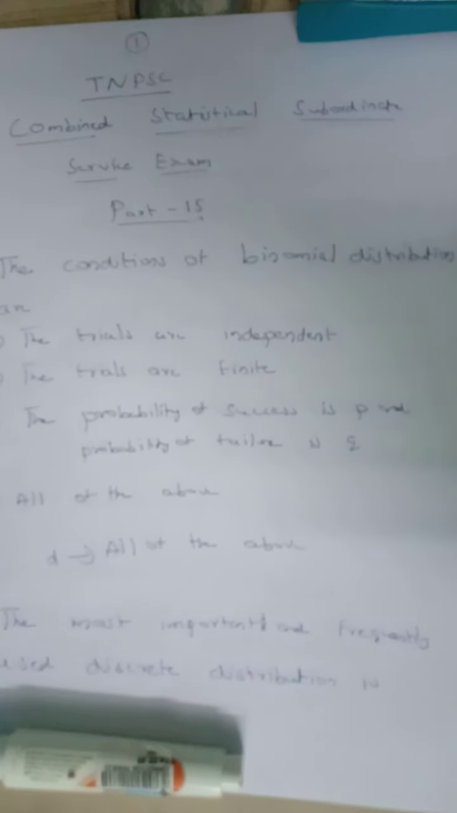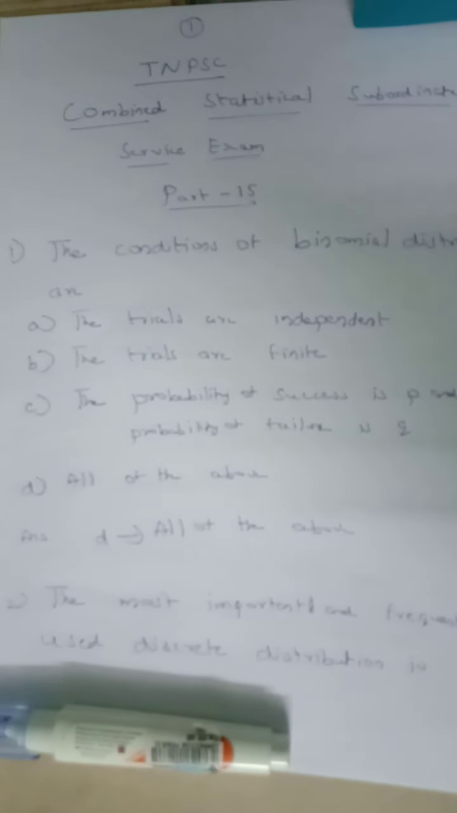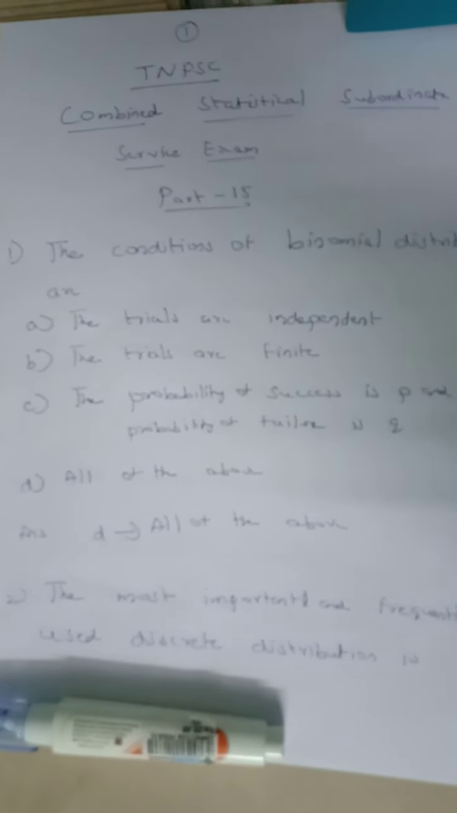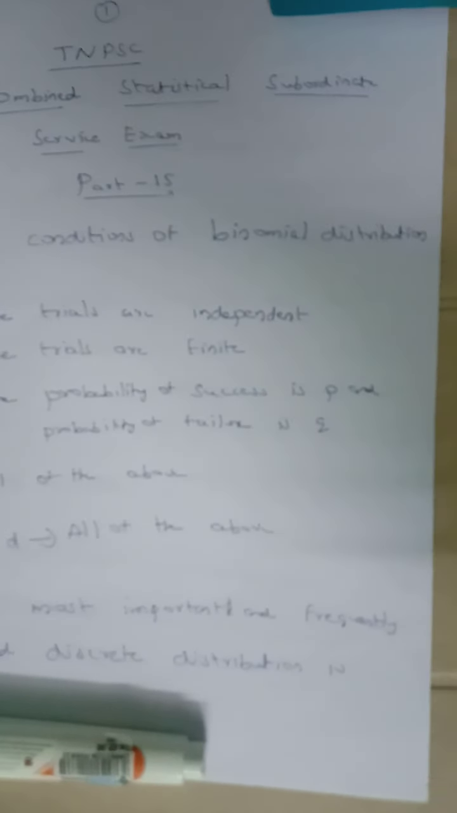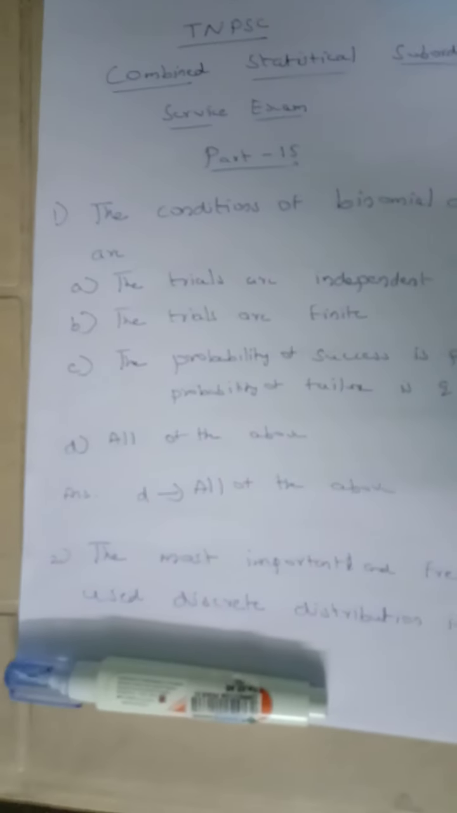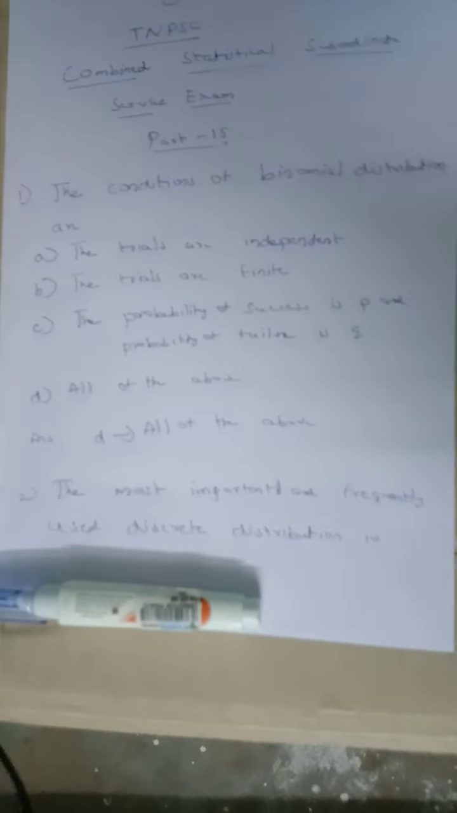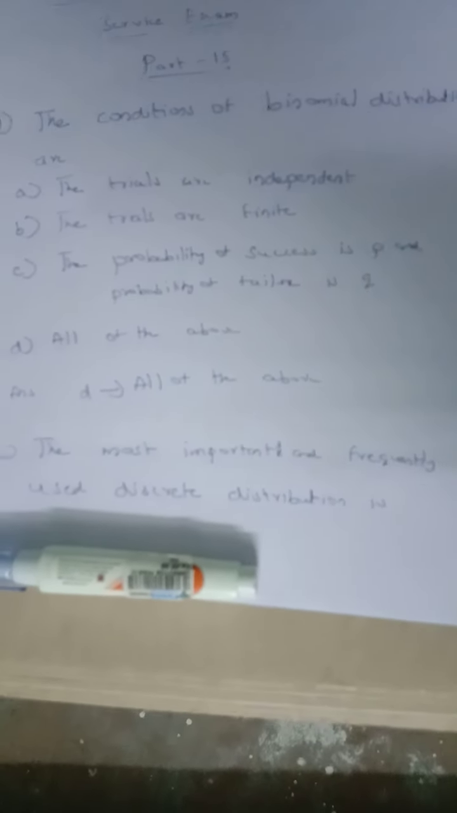Question number 1. The conditions of binomial distribution are: option A, the trials are independent; option B, the trials are finite; option C, the probability of success is denoted by P and probability of failure is denoted by Q; option D, all of the above. These are the properties of the binomial distribution. Here the correct answer is option D, all of the above.